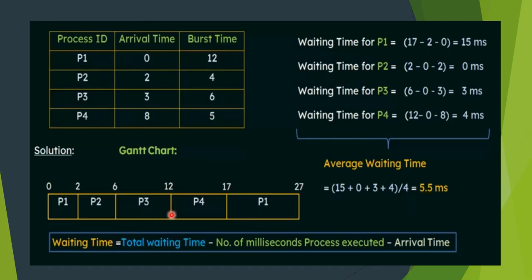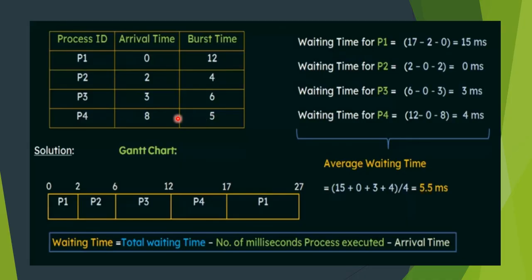So it had to finish up until 12. Then, when it finished there until 12, we're now left with process 4, which has 5, and process 1, which has 10 here.